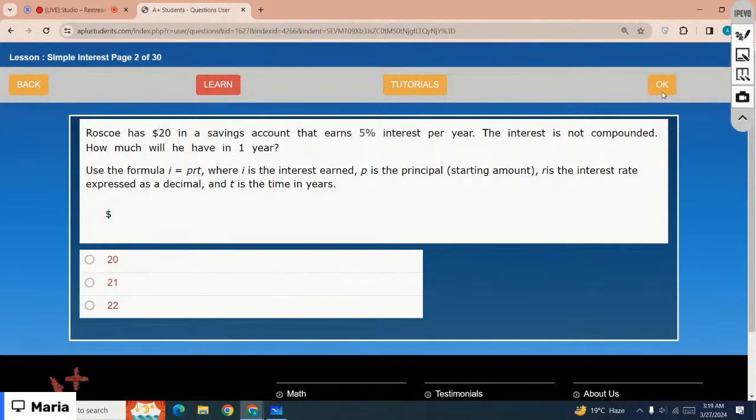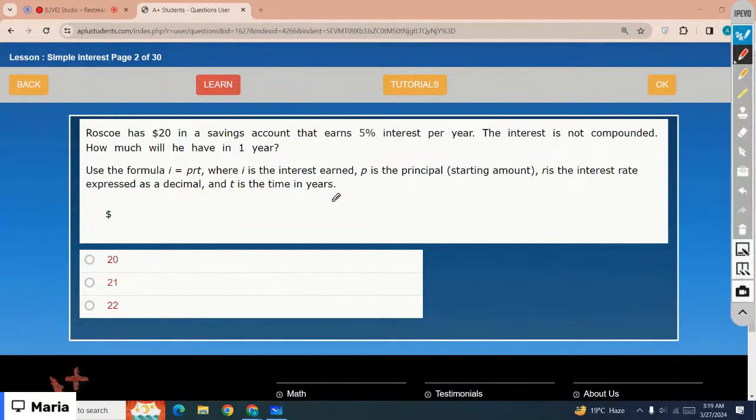20? No. Just look here. I equals PRT. Principal amount is 20. Interest rate is 0.05. That is again times T is 1. That is again 2, right? So here you have 20. 20 plus 2 is 22. After 1 year, he has $22 in the account. Got it? The correct option is $22.